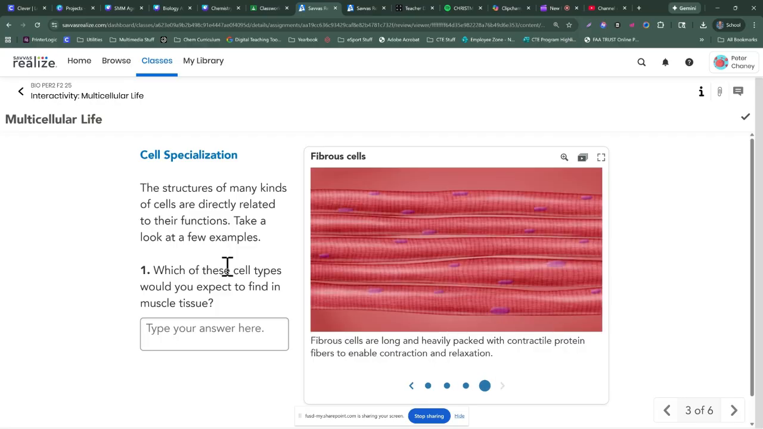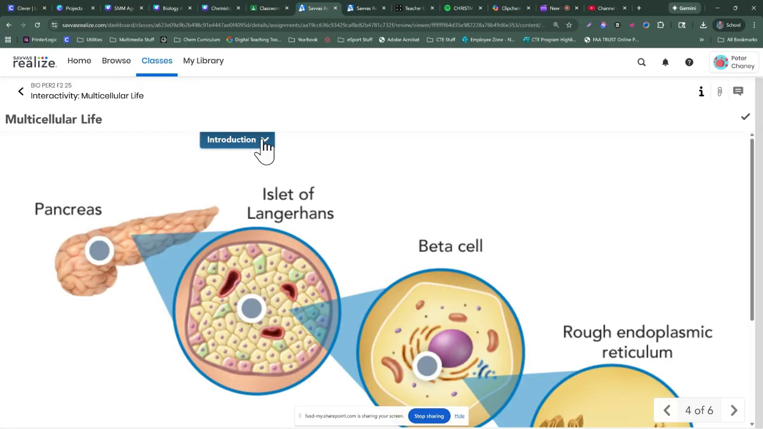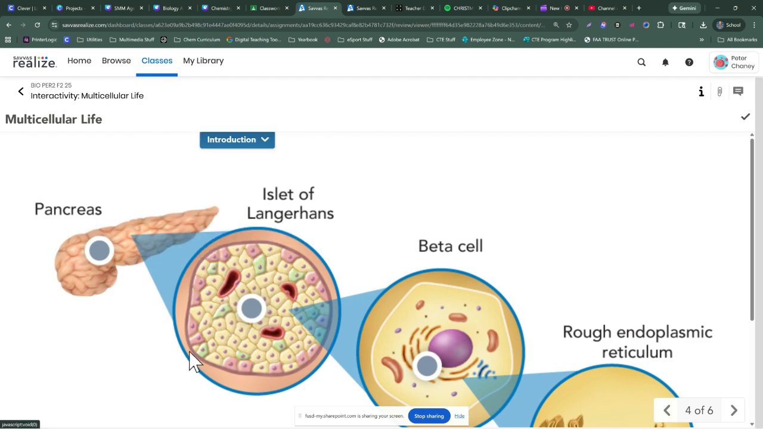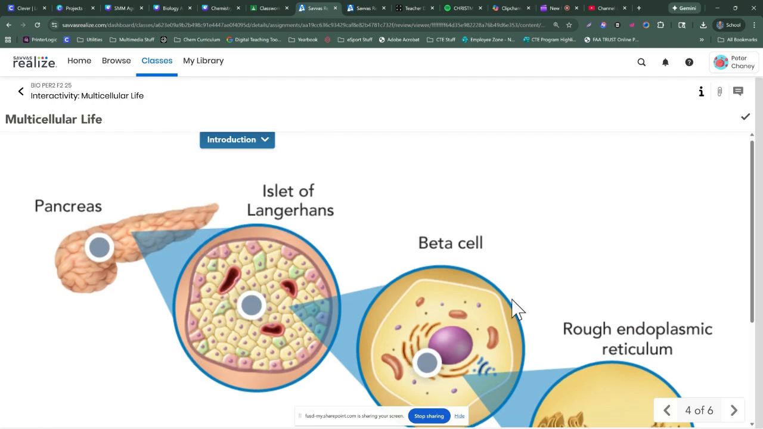Move on to slide 4 of 6. Here's the introduction for slide number 4. Some cells have different kinds or numbers of organelles to support their specialized functions. This diagram shows the levels of organization involved in producing insulin, a protein hormone needed to control blood sugar. Click on each hotspot to learn about specialized functions. So make sure when you are in this assignment that you are clicking on all 4 of these gray circles.